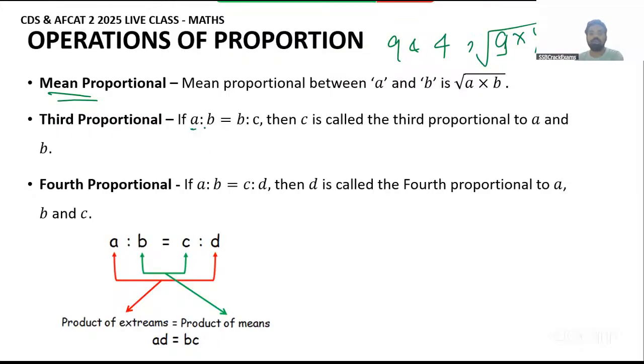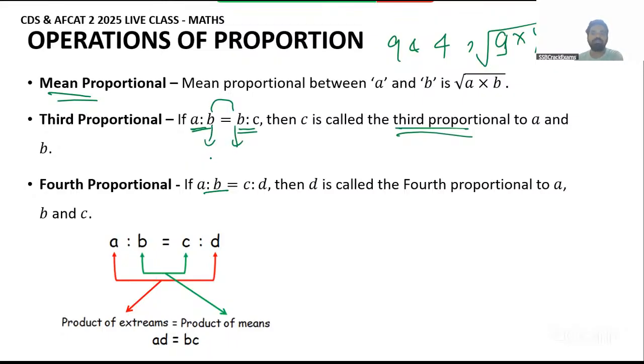Third proportion. Suppose A ratio B is equal to B ratio C. Then C is called the third proportion. These are the terminologies only. Notice one thing: B is the same in both ratios. It means the quantity at the end point of the first ratio and the starting point of the second ratio should be the same.